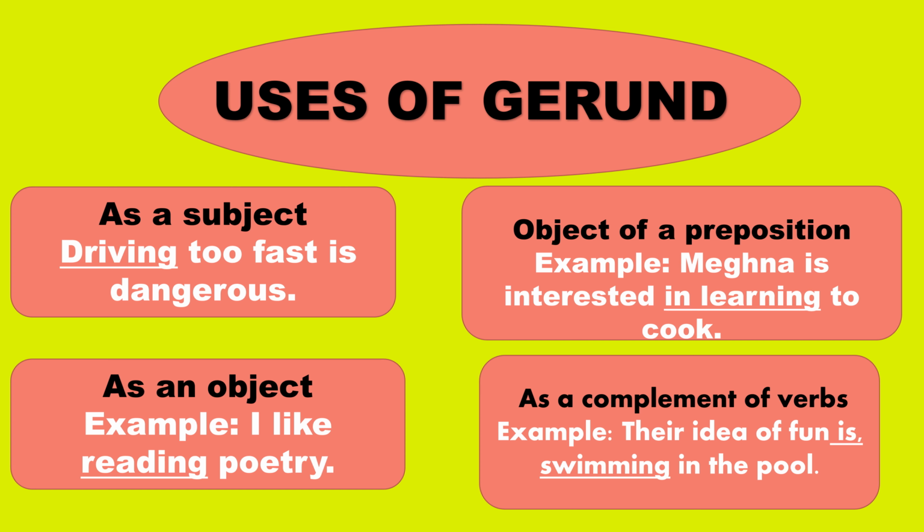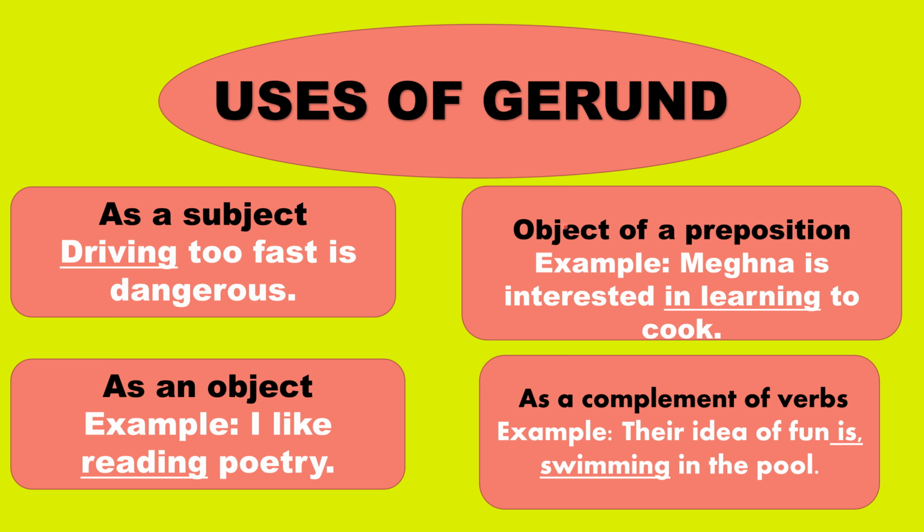Now let's learn how to use gerund in a sentence. As a subject, we can use gerund as a subject. Driving too fast is dangerous. Here driving is coming as a subject in a sentence. In the next sentence, as an object. Example, I like reading poetry. So reading poetry is an object, gerund is coming as an object.